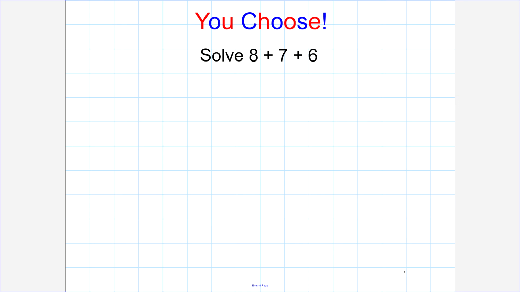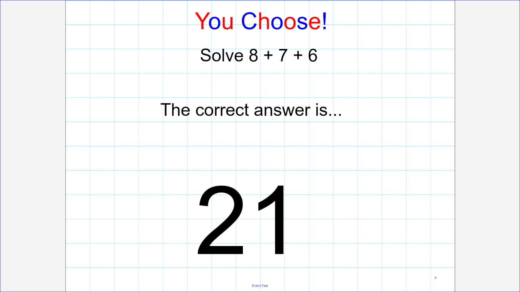When you correctly add 8 plus 7 plus 6, whether you add all the numbers at once or just two at a time, the correct answer is 21.